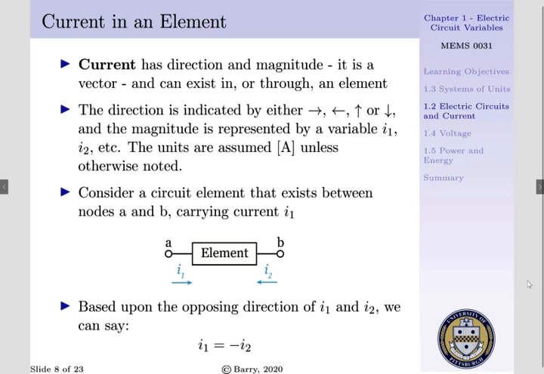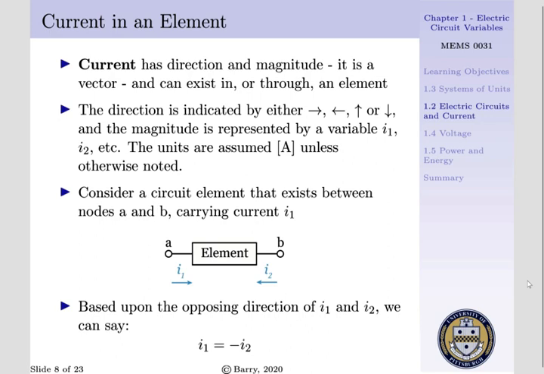Current, or the flow of electrons past a point, has both direction and magnitude. You can think of current as a vector, and current can exist in or through an element. The direction is indicated by arrows, such as a right arrow, a left arrow, an up arrow, or a down arrow. The magnitude is represented by a variable, I1, I2, etc. The units are going to be assumed amps unless otherwise noted.